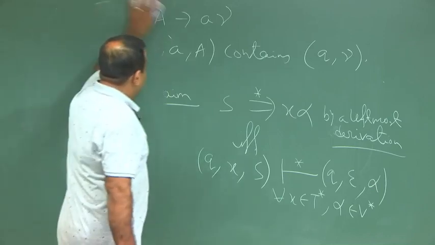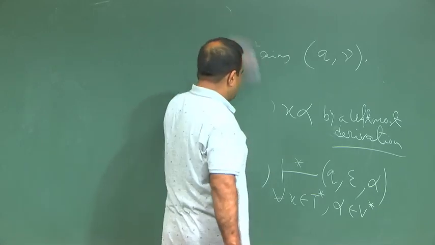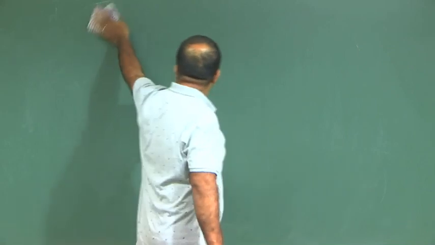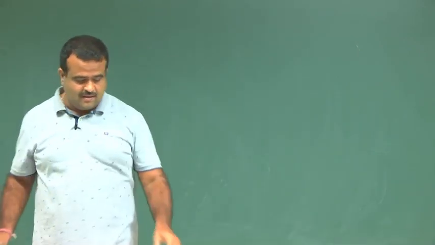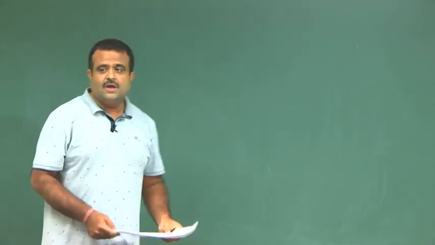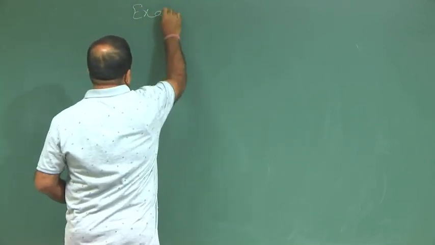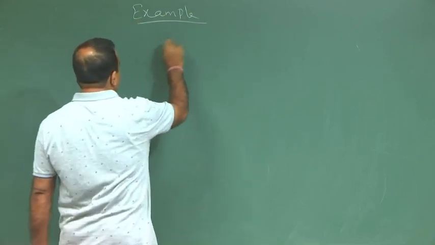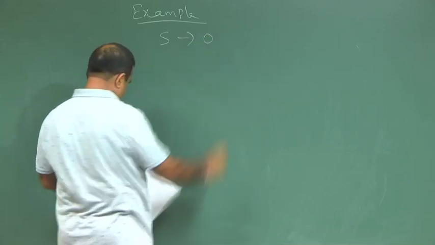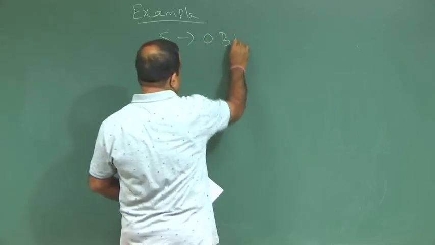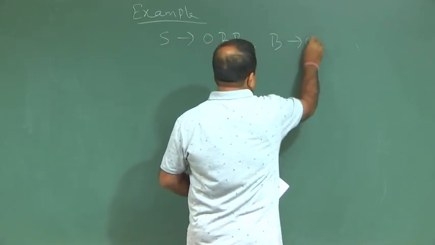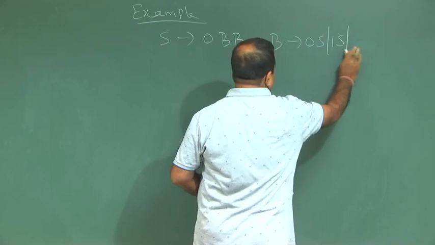Okay. So, now we will take our example to construct such a PDA. So, let us take a grammar which is in GNF. Suppose we take a grammar, the one we have, and B goes to 0 S, 1 S, and also 0.